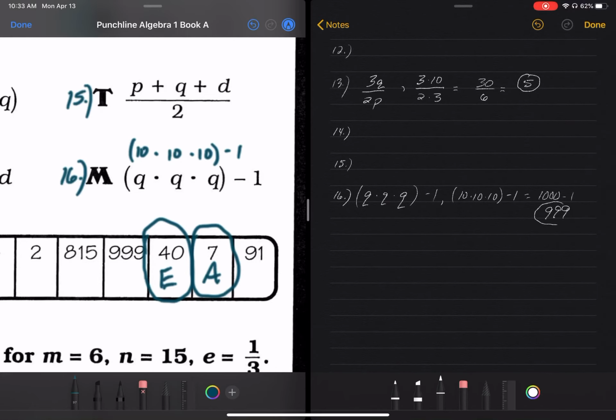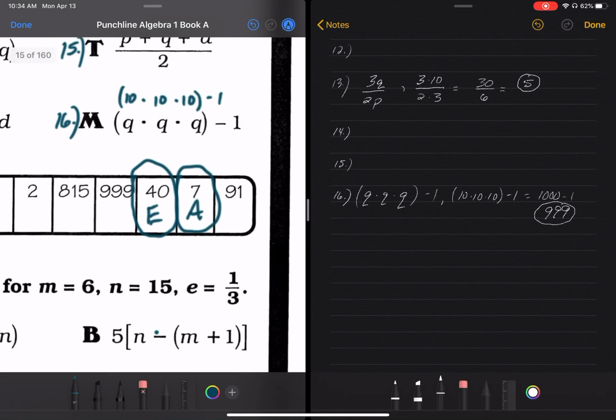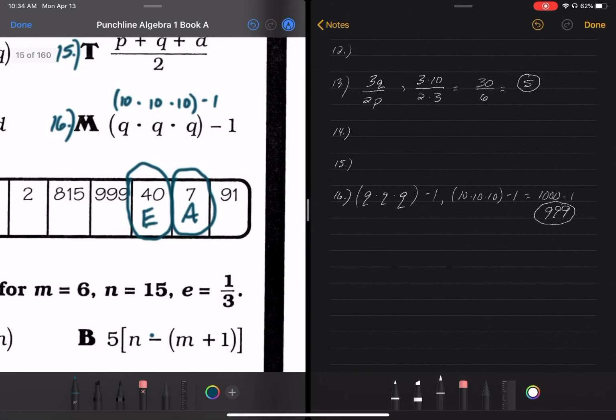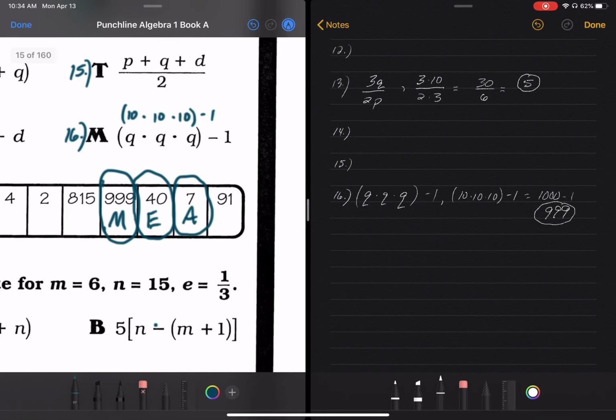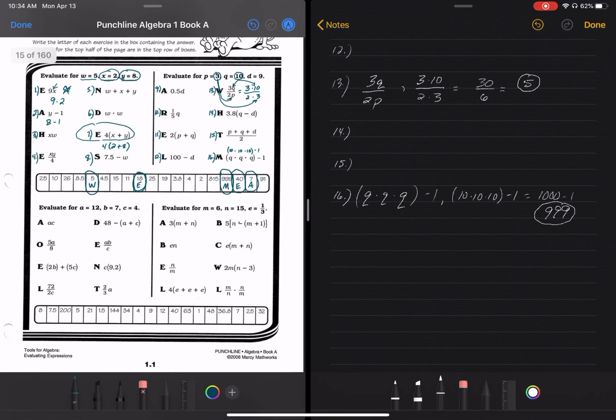Go ahead and circle that. Boom. Is that, oh, right there. Yep, that's one of our answers. 999, so I know that one there is M. Cool. All right. Next. Oh, dang, there's a fraction one down there, dude. That's going to make it nice.